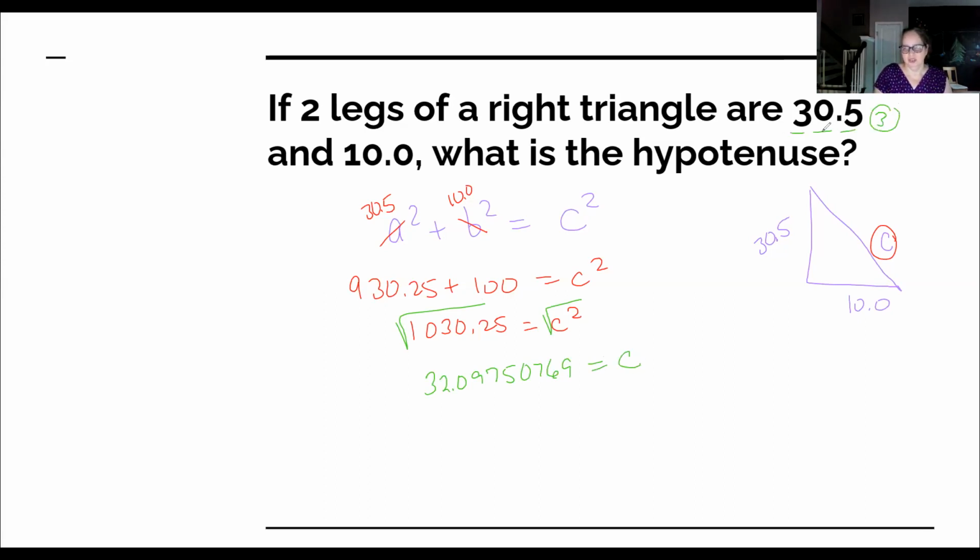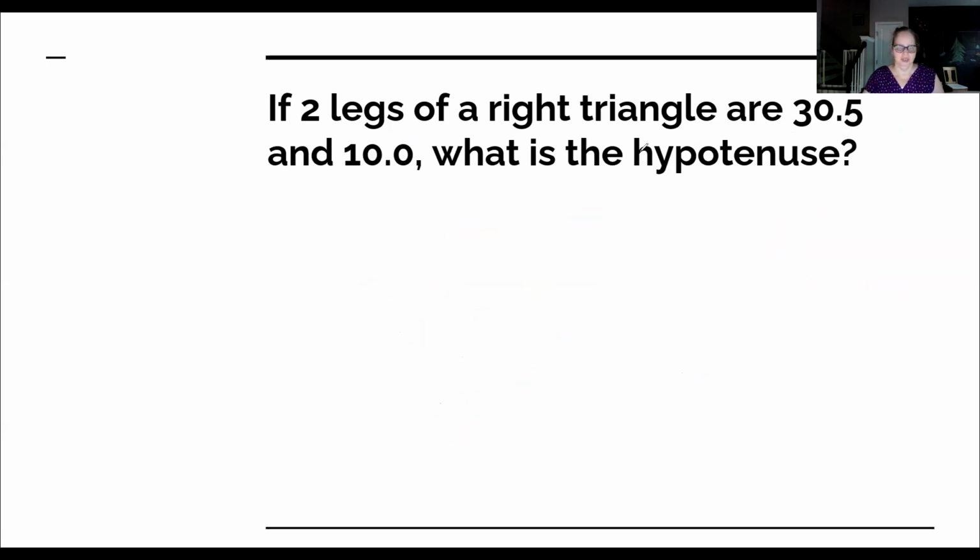3 sig figs because trapped zeros are important. I see the decimal, so trailing zeros are important. I'm going to round my answer to 3 sig figs. 3 is significant because it's non-zero. 2 is significant because it's non-zero. This is my third one. It's a trapped one, so it's significant. I'm either going to round down to 32.0 or round up to 32.1 because I'm rounding to the nearest 10th. And this is a 9, so 32.1 is the length of the hypotenuse.